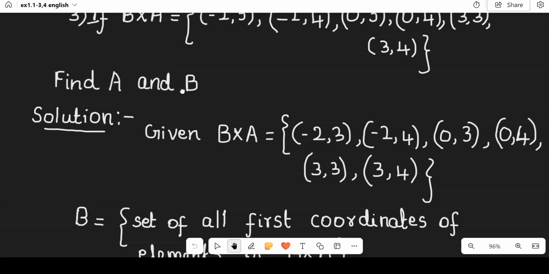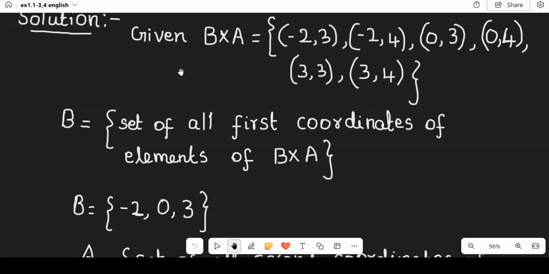So in this solution, we have to write the given data first, so we are writing B cross A equal to this. And we need to find the value of B and A, right? So here the first set is B, second set is A, right? Generally, the first number of each pair will be coming under the first set in short form, okay? The second number of each pair will be coming under the second set. Okay, this is the concept.